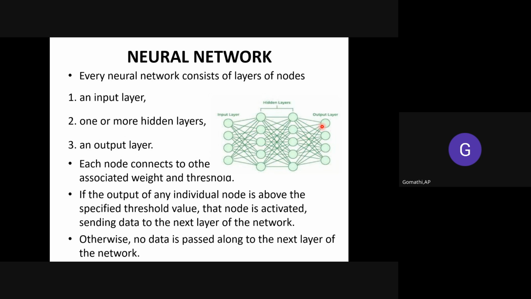Finally, we have an output layer. If the output of any individual node is above the specified threshold value, the node is activated, sending data to the next layer of the network. Otherwise, no data is passed along to the next layer of the network. So the hidden layer is the intermediate layer between the input layer and the output layer, and the processed data in the hidden layer will be sent to the output layer.